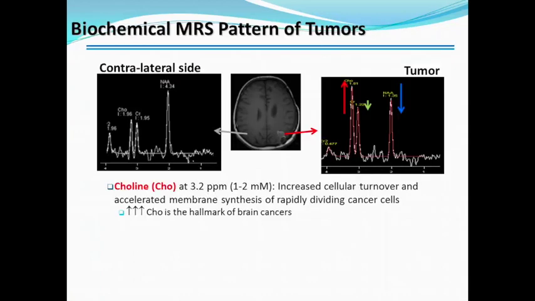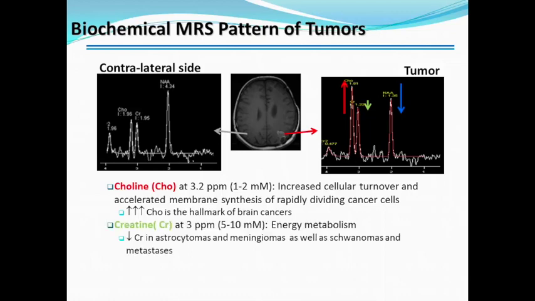So how does a spectrum look in a tumor, right? Here's again the normal side, NAA the highest peak, choline and creatine half the size in the normal tissue. In a tumor it's very different, and these changes are not subtle, right? You have this massive increase in choline. Increased cellular turnover and accelerated membrane synthesis of rapidly dividing cancer cells lead to this increase in choline, which is a hallmark of brain cancers, in fact, of all cancers, even in other tissues.